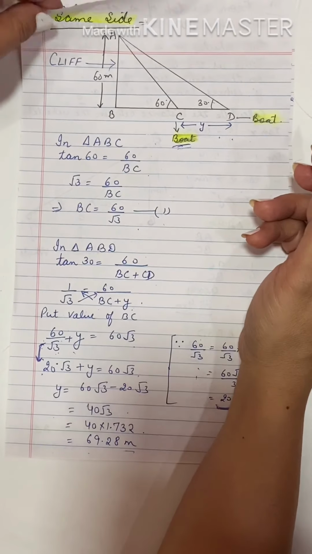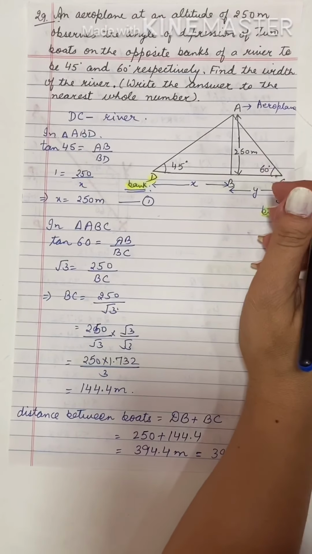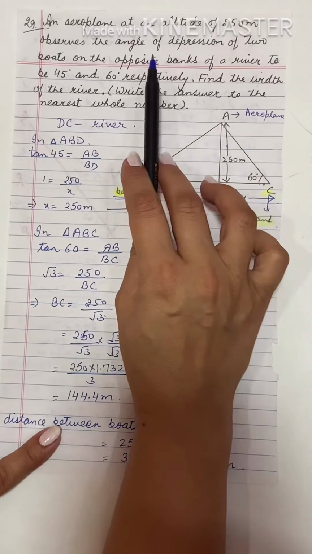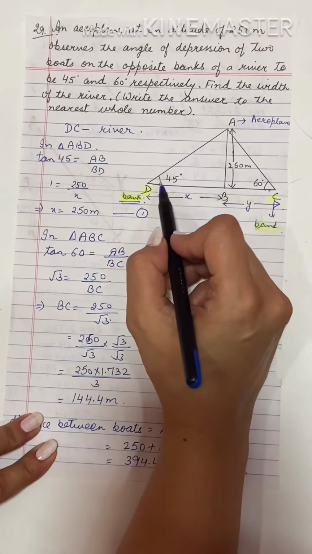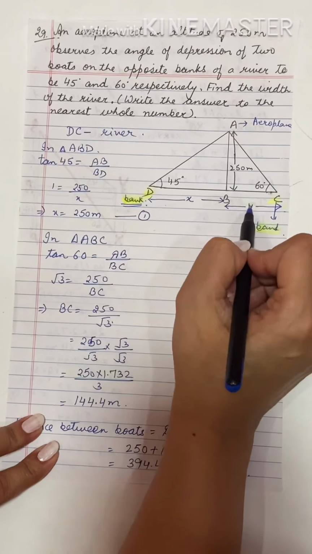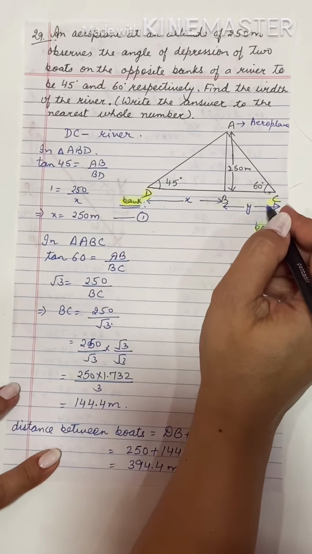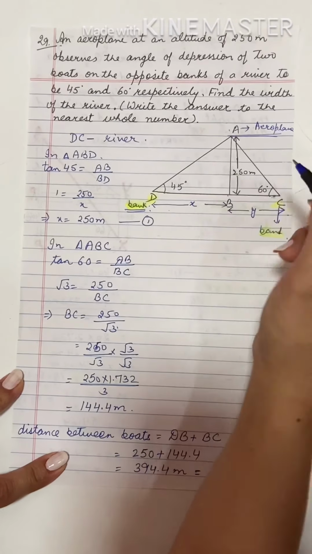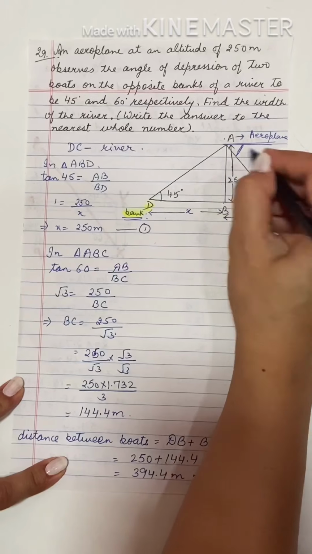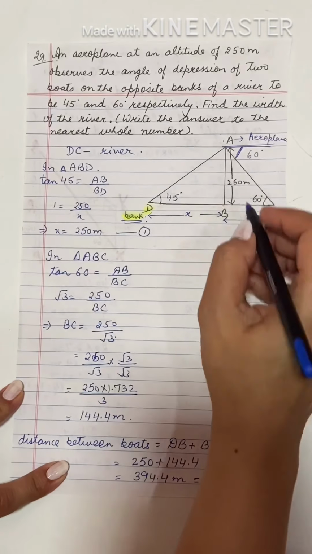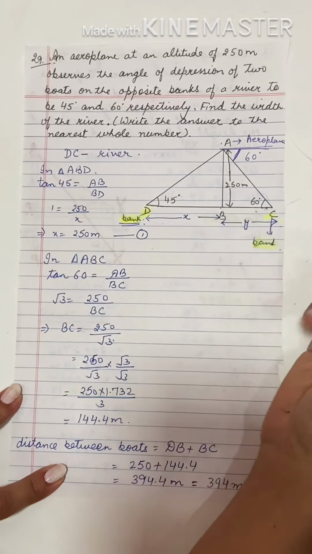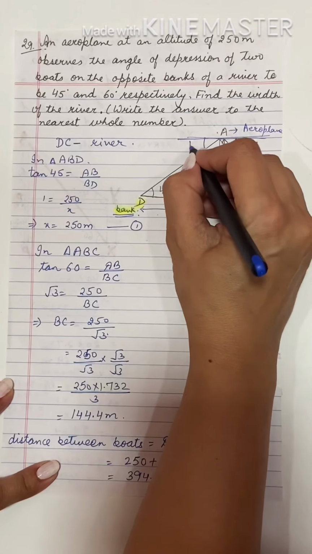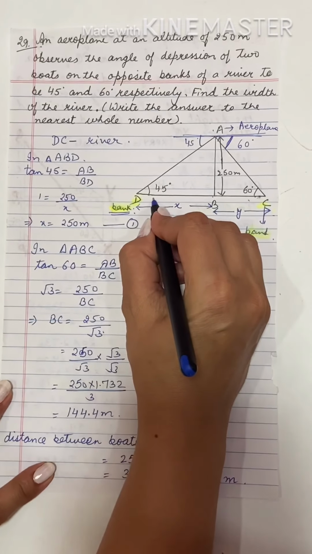Now see next question number 29. An aeroplane at an altitude of 250 meter observes the angle of depression of two boats on the opposite side of the banks of a river to be 45 degree and 60 degree respectively. So this is the horizontal, aeroplane is at an altitude of 250. This will be the angle of depression 60 degree and so this angle becomes 60 degree. Similarly on the other bank, this angle of depression is 45 degrees. So this angle becomes 45 degree.